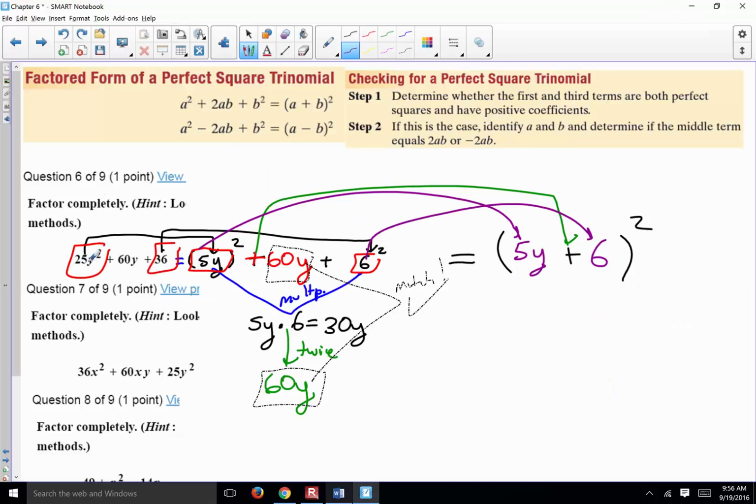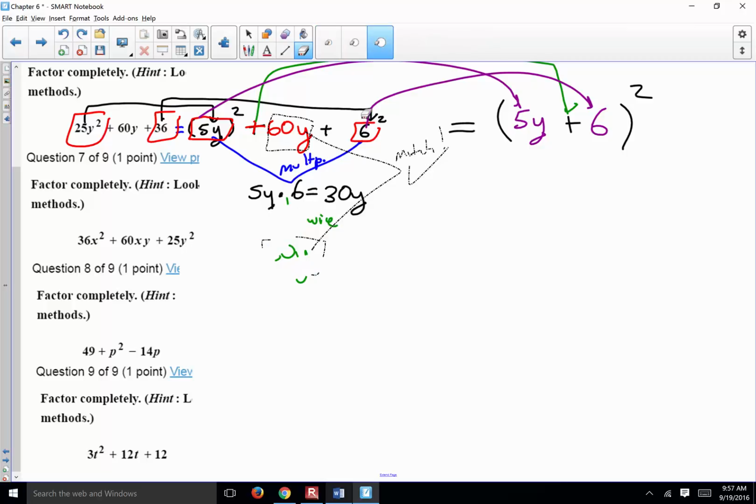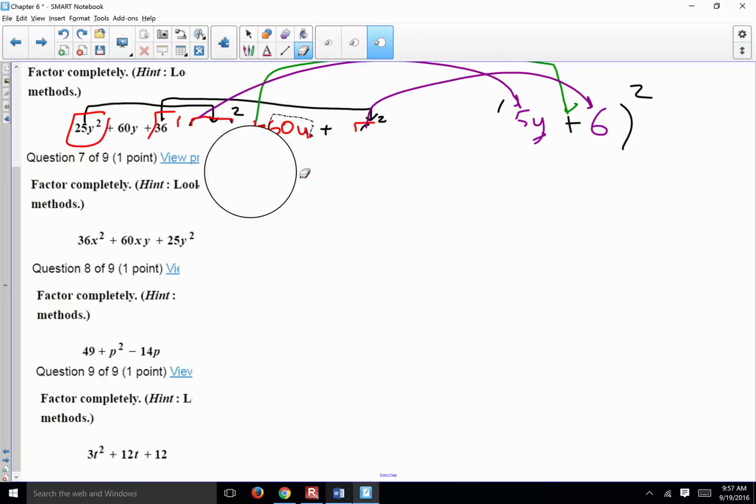Three more left. I think we can do it quickly. There is no more trick. Oh, there is a trick here. Sorry, there is one. What is new this time? Almost identical questions. 60x, 60y instead of y, I have xy, and instead of 36, I have 25y squared. So what should I do here?